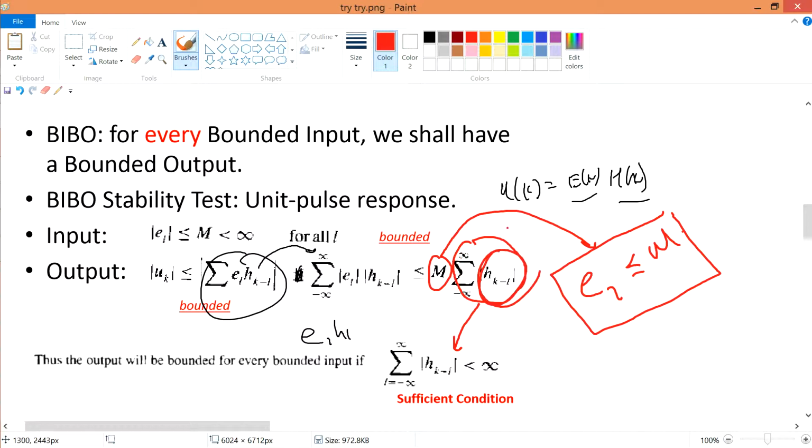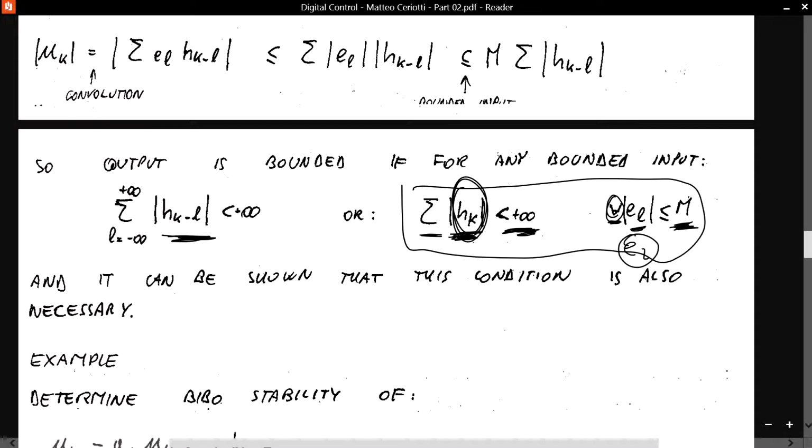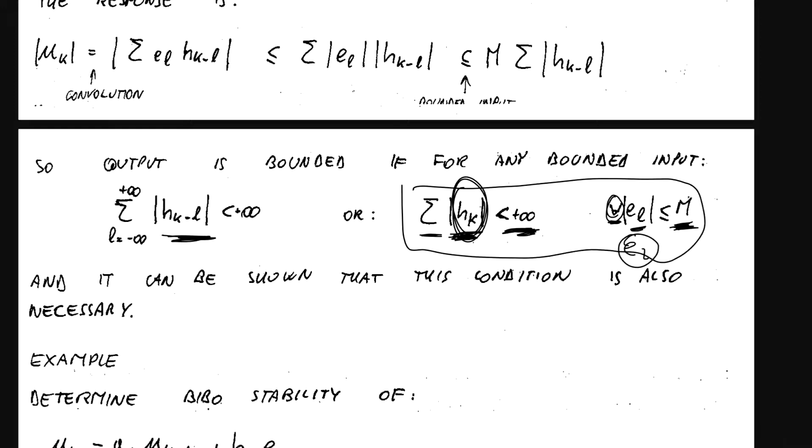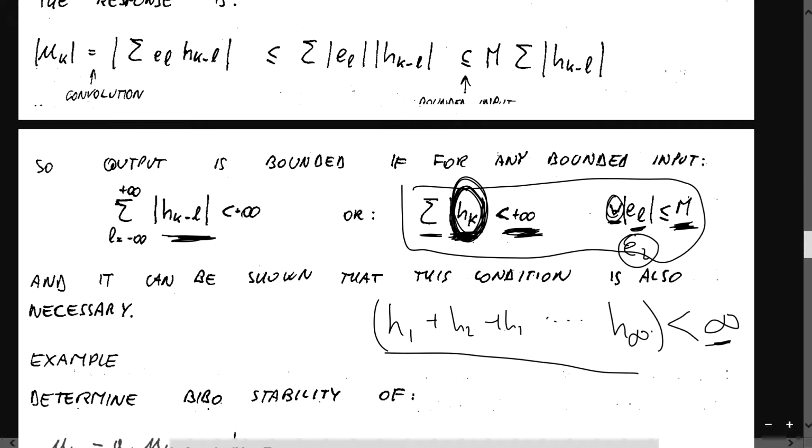If I have HK minus L, I can also rewrite it as HK only, because we don't care about the L anymore. To a certain extent, that's what they do. Anyway, the summation of HK must be smaller than infinity. So in total, you should know that HK is your transfer function. The summation of all your H, so you have H1 plus H2 plus H3 and so on, all the way to H infinity, must be smaller than infinity. So the summation of all the H must be smaller than infinity in order to be bounded output stable.